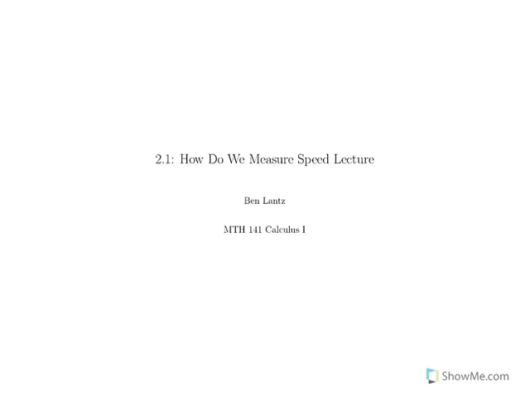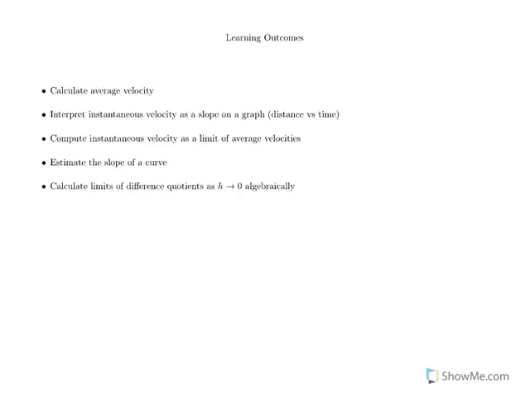In Chapter 2, we're going to look at the derivative. And we're going to start slowly by first talking about speed and velocity and how to measure them. In this section, we're going to learn how to calculate average velocity, and we're going to interpret instantaneous velocity as a slope on a graph. We're going to compute instantaneous velocity as a limit of average velocities, estimate the slope of a curve, whatever that means, and we're going to calculate limits of difference quotients as h goes to 0 algebraically.